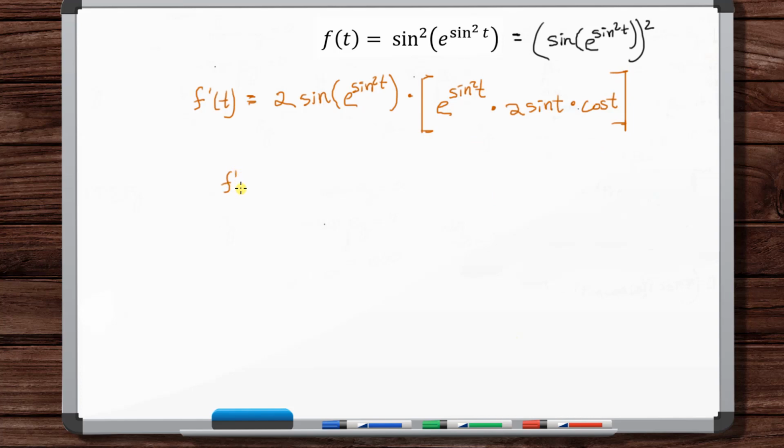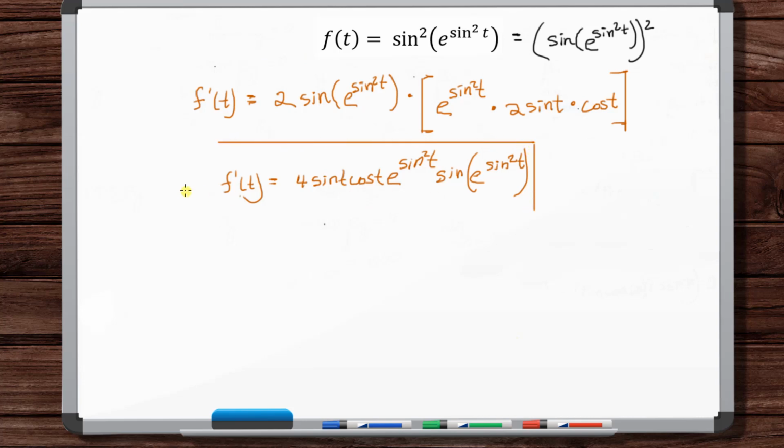Okay, so let's just clean this up. I'm going to bring these sines of t and cosines of t to the front. So 4. I mean, you could argue that maybe it's simpler to put the e to the sine squared of t first, but I think that looks pretty clean to me. And that's your answer.